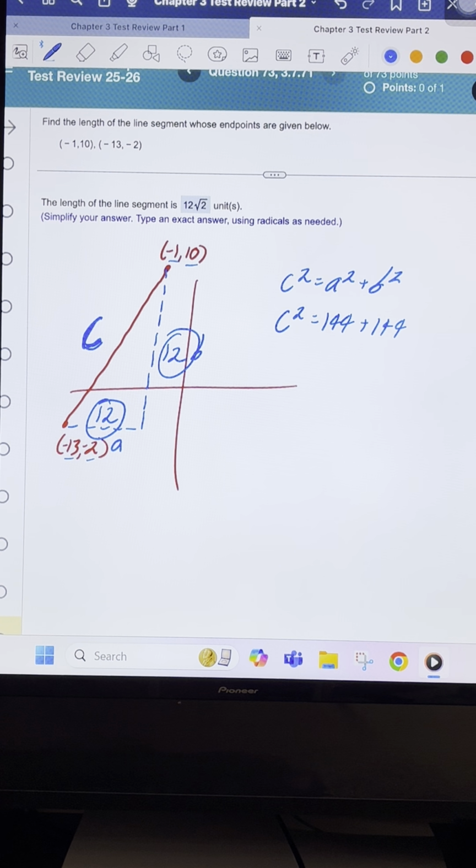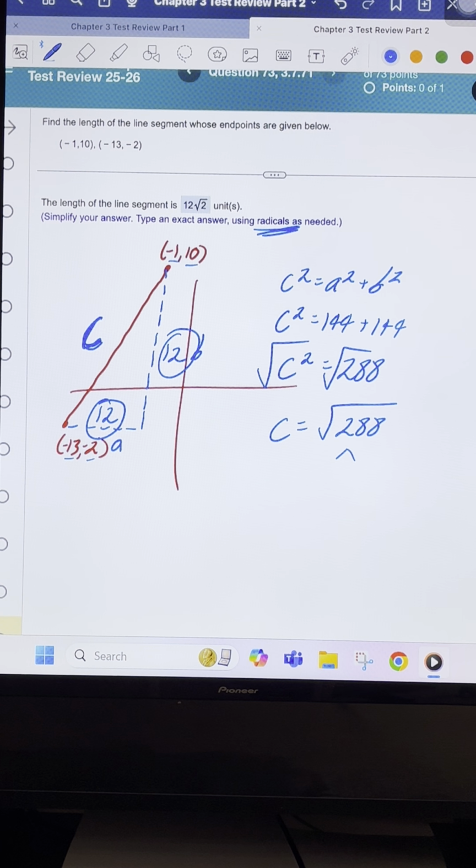So I'm going to have C squared equals, what's A squared? What's 12 times 12? 144. 12 times 12 is 144. So c squared equals 288. Square root of 288. We can factor this out because look, they want the answer using radicals, right? So let's factor that out.